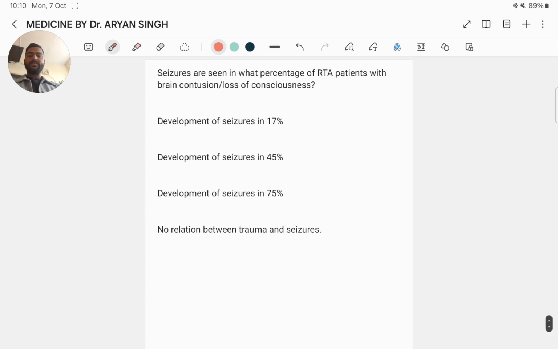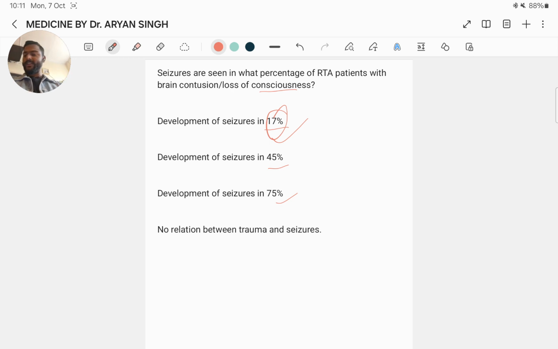Seizures are seen in what percentage of RTA patients with brain contusion or loss of consciousness? Development of seizure in 70%, 17%, 45%, 75%, or no relation between trauma and seizures. Here the answer is development of seizure in 17%, because convulsions are uncommon immediately after a TBI, but a period of tonic extensor posturing or a few chronic movements of the limbs just after the moment of impact can occur.